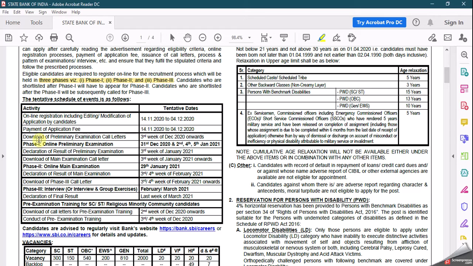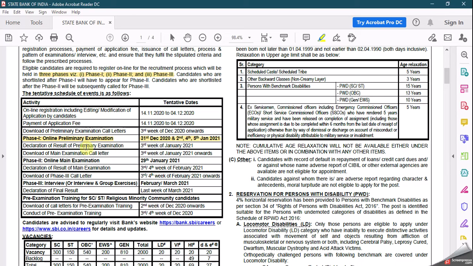Then download of preliminary examination call letter. From the third week of December, you can download your exam admit card or call letter. Phase 1 exam will be conducted on 31st December, 2nd, 4th and 5th January. Then declaration of result. The result will be declared.